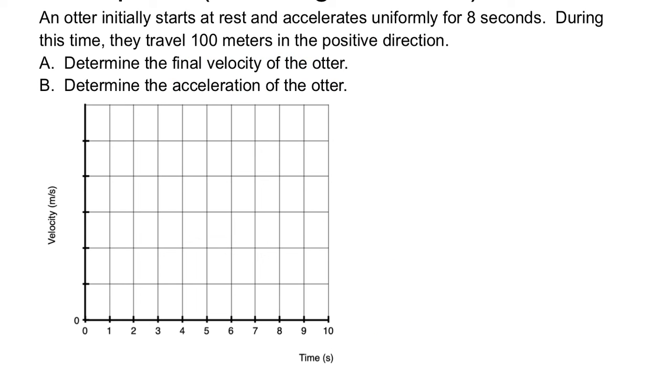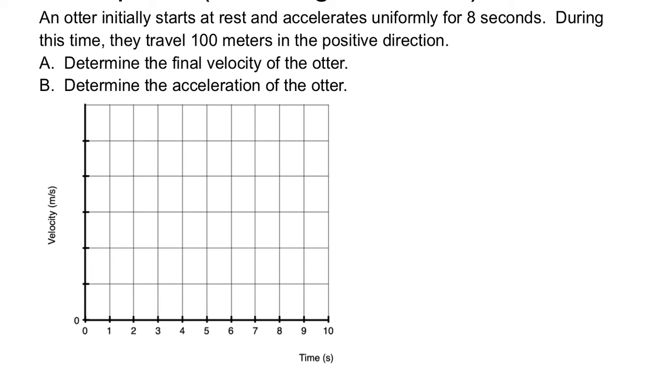Our last example is a trickier problem, but here we'll talk about how you might use the idea of slope and area to find something other than area and displacement. So in this question, an otter initially starts at rest and accelerates uniformly for 8 seconds. During this time, they travel 100 meters in the positive direction.